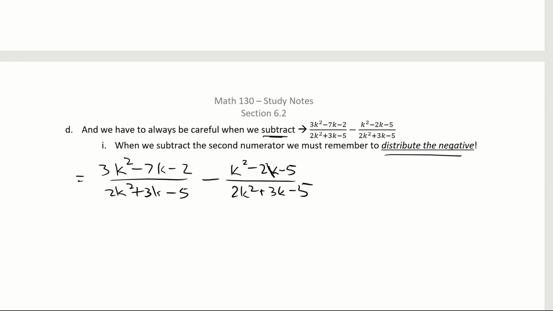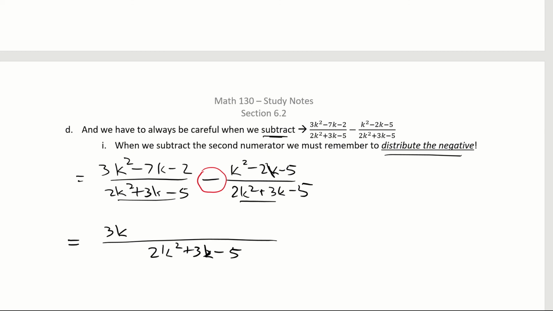All right, what are we doing? We're subtracting, which means we need a common denominator, and we have it, 2k squared plus 3k minus 5. It's a blessing when these two match up. That's wonderful. But now this is the weird part. Watch out. We're going to go 3k squared. We're going to add the numerators. That is to say, we're going to subtract the numerator.